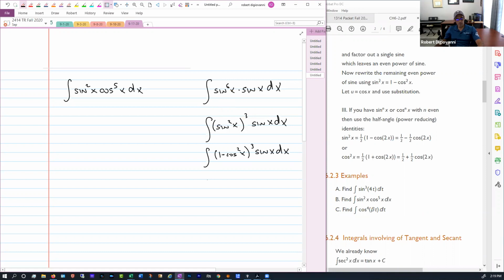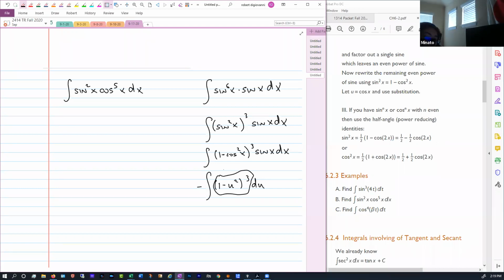And then you do your u substitution, you're going to get a negative, you can get a 1 minus u squared cubed du. And then unfortunately for you, you've got to expand that. You got to do 1 minus u squared times 1 minus u squared times 1 minus u squared. Expand it all out, collect like terms. It's going to be messy algebra, but it's doable. And then you just integrate each one term by term. Okay. Good? Yes. Thank you. Yep.